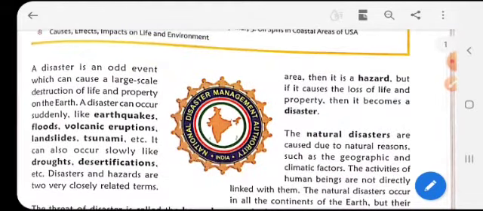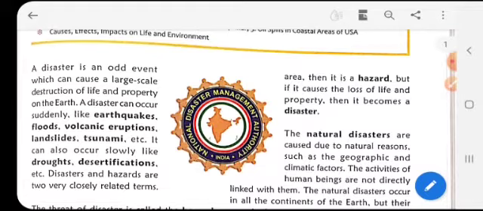So as I told you, a disaster is an odd event which can cause a large scale destruction of life and property on the earth. And a disaster can occur suddenly, like we have the earthquakes, the floods, the tsunamis, the volcanic eruptions in Japan and many other countries. So these cause heavy losses. They cause a lot of damage to life and property. This is what is called disaster.